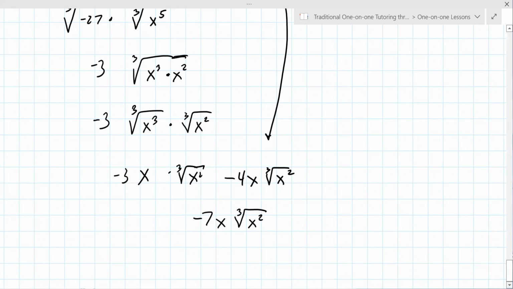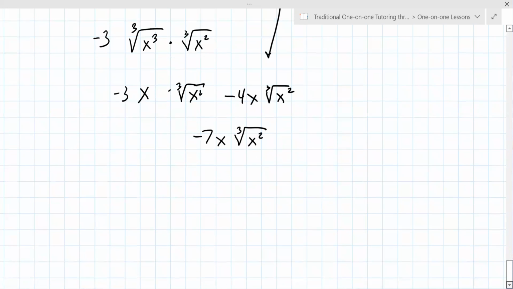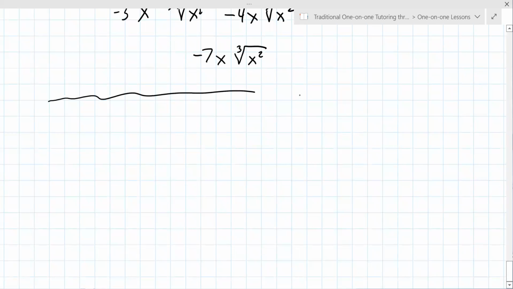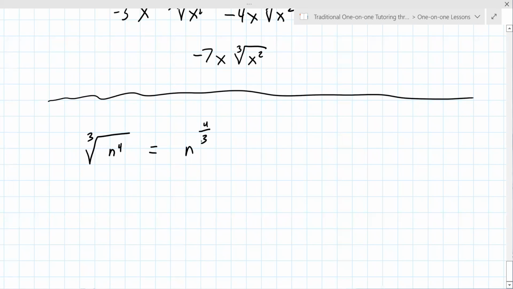Okay, let me try and do this a different way and see if this helps. You can tell me if you like this. This is an alternate approach. This is the one I use, but it's not for everyone. So let's just say you're asked to find the cube root of n to the fourth. And you first wrote this as a fraction. Is that okay? That's just moving the exponents around?